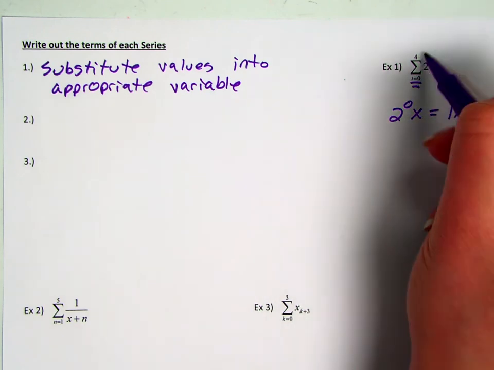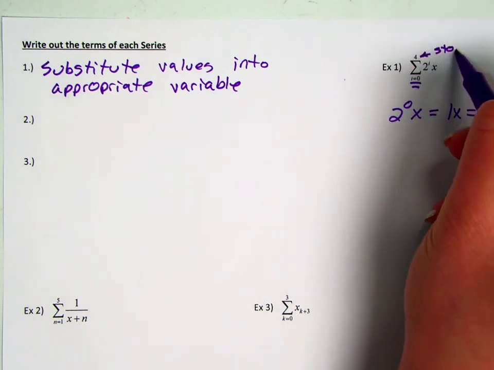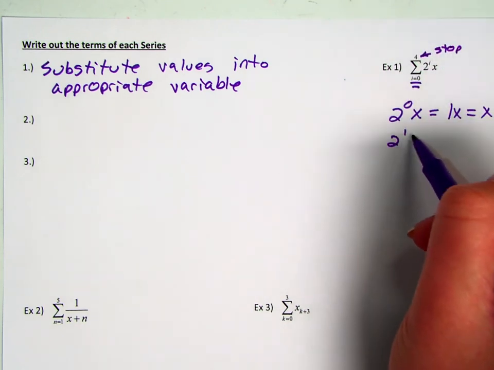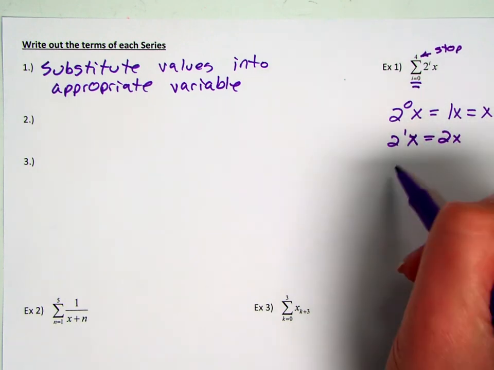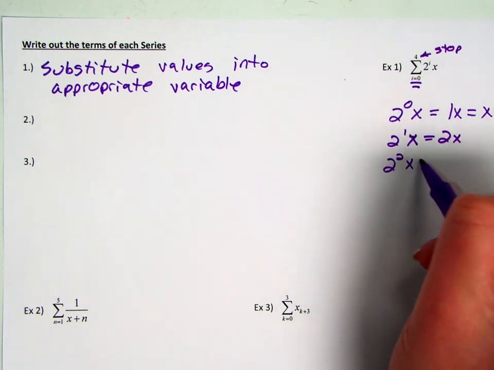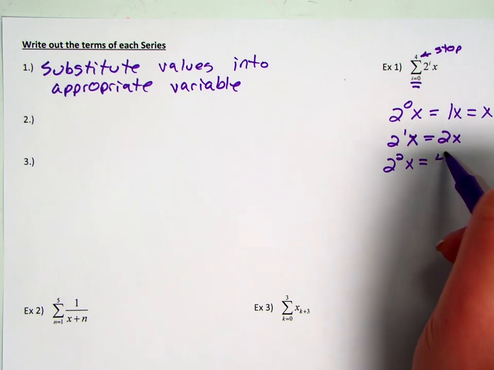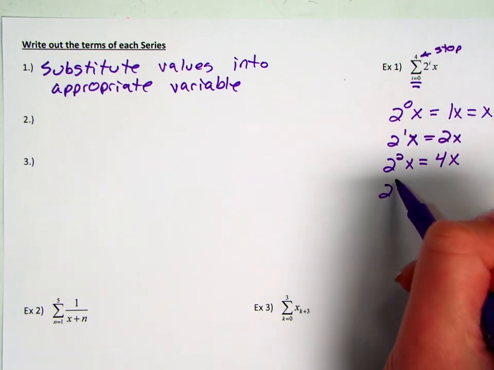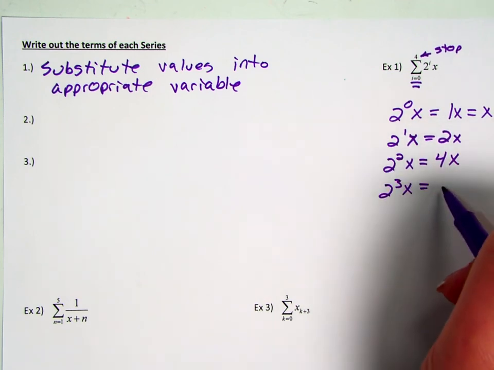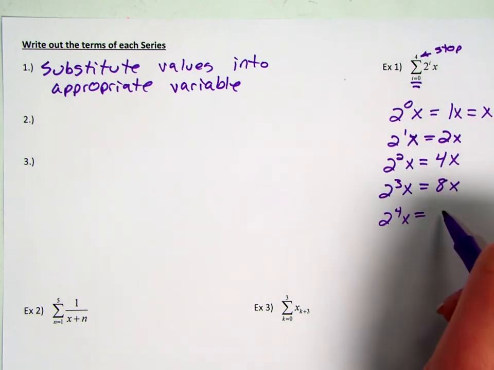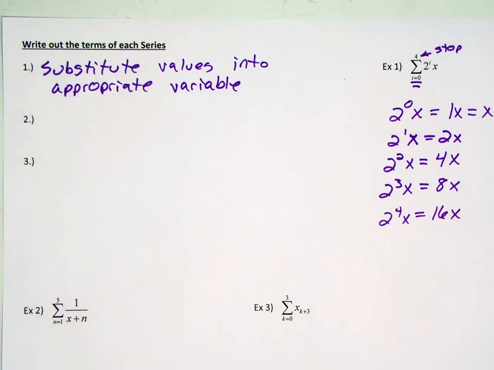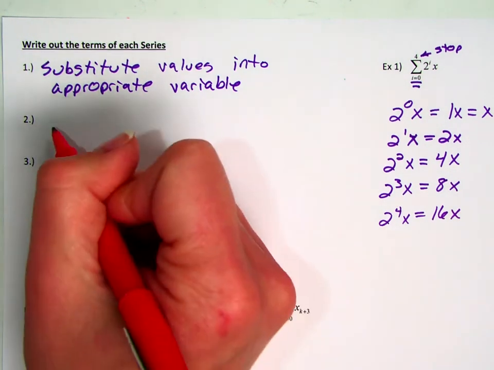And we have to do that until we have to stop, which is at 4. So then 2 to the first power times x. Well, 2 to the first power is 2, so this is 2x. 2 to the second power times x. Well, 2 to the second power is 4x. 2 to the third power times x. 2 times 2 is 4 times 2 is 8, so this would be 8x. And then we stop at 4, so 2 to the fourth power x is 16x.